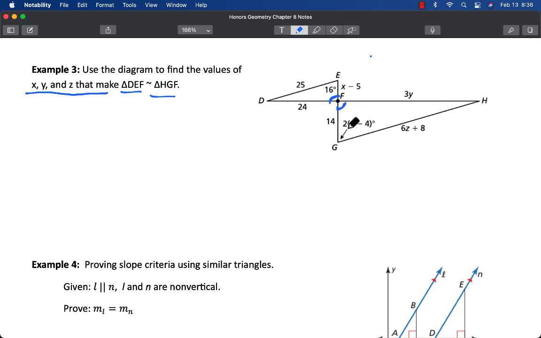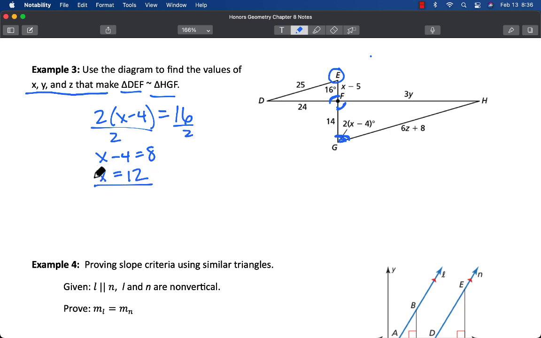Before I find x, y, or z, I'm also told that this angle measure is 2 times x minus 4. This angle G has to correspond to my angle E, and corresponding angles in similar triangles are congruent. So I can find my value for x: 2x minus 4 is equal to 8. Add the 4, x is 12. Once I know the value of x, I can substitute that value into my expression for EF, 12 minus 5. So EF here must be 7.